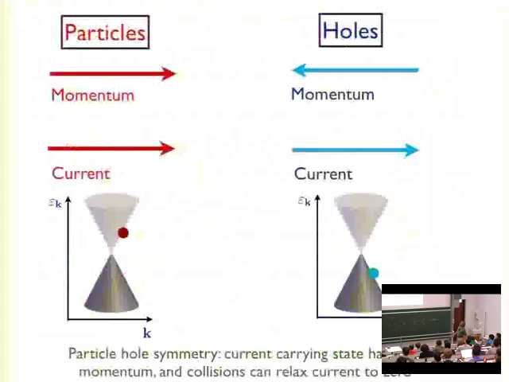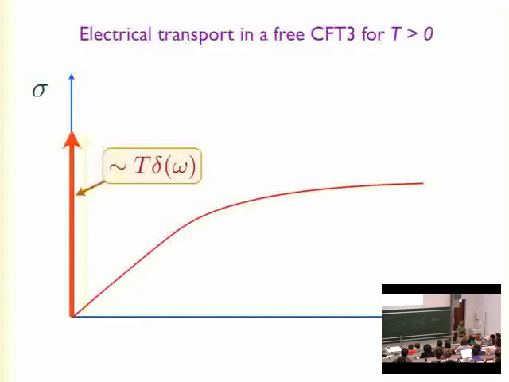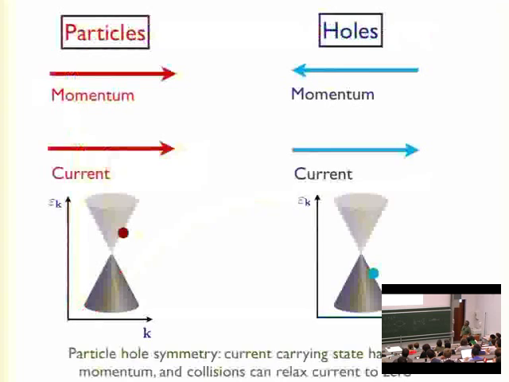So if you're applying an electric field this way, the currents will add, so there'll be a net current of particles and holes moving in opposite directions, but the currents will move in the same direction, and it's that current that's freely flowing right now that's going to give you the delta function. Okay, so it's only present at non-zero temperature. All right, so that's the kind of the problem here.